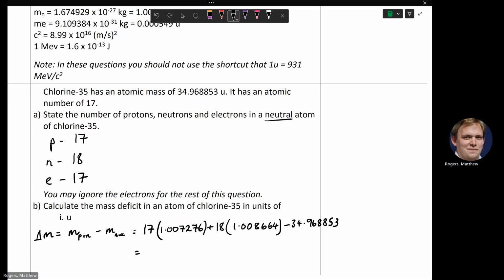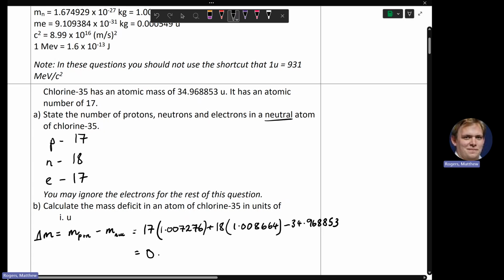Wrong. A set of brackets. Let's try that again. So we get a mass deficit in u of 0.311 if we write it to 3 significant figures.